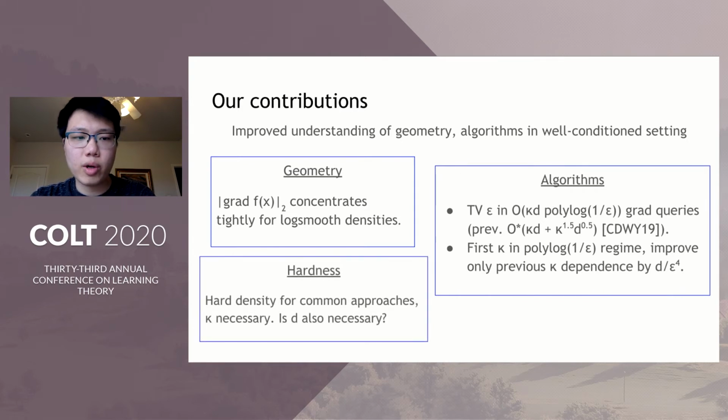Now, on the hardness side, we also showed a hard density for most common approaches in terms of first order high accuracy mixing, including our own, which shows a linear dependence on kappa. And I should point out there's a lot of remaining work to be done here. For instance, our lower bound is algorithm specific and does not show a lower bound in terms of the parameter d.